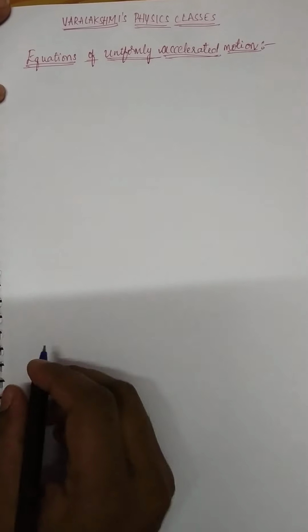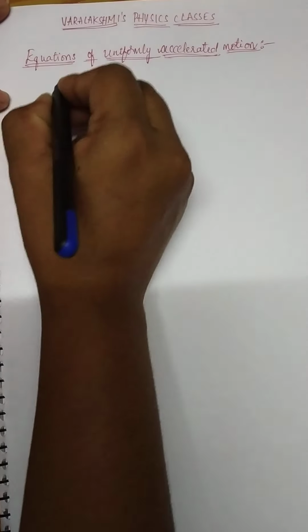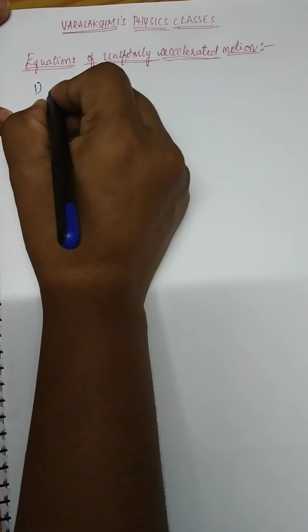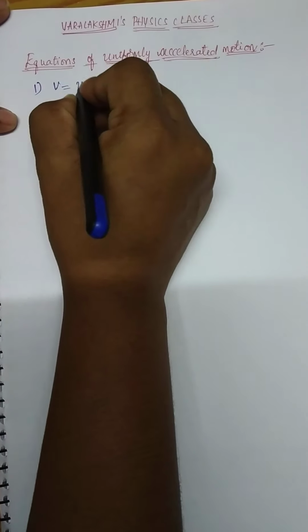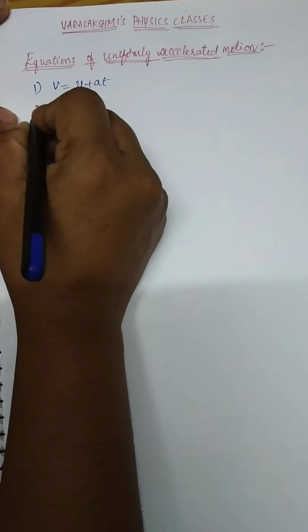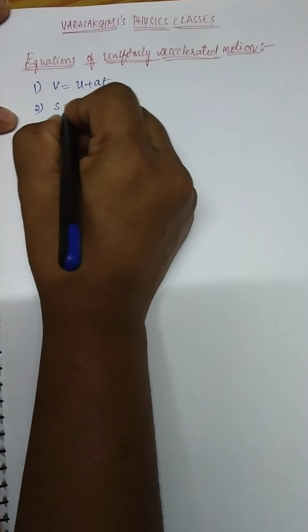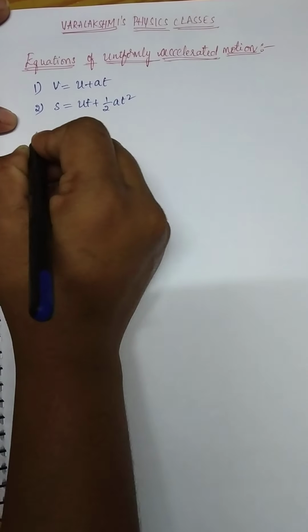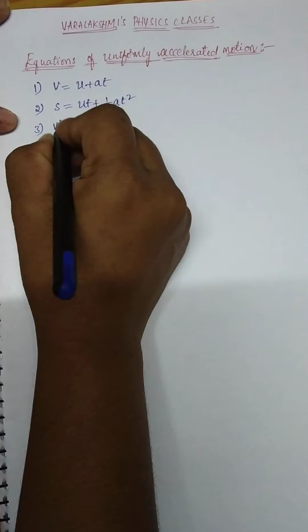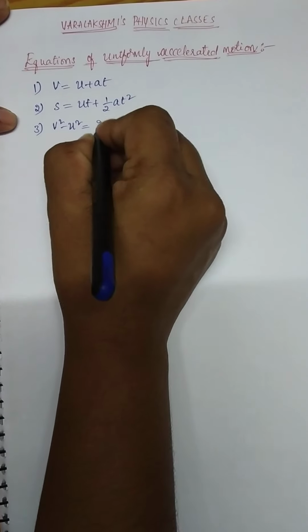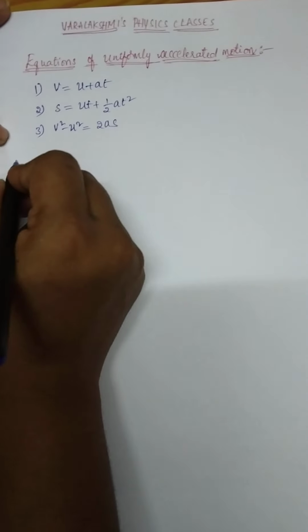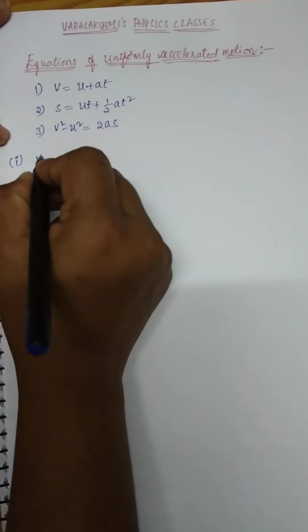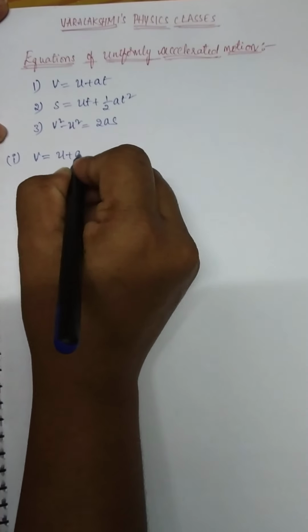Hi friends, in this video we are going to know about equations of uniformly accelerated motion. There are three equations. The first equation is v is equal to u plus at, and the second equation is s is equal to ut plus half at square. Third equation is v square minus u square is equal to 2as. Now let us solve the first equation, that is v is equal to u plus at.